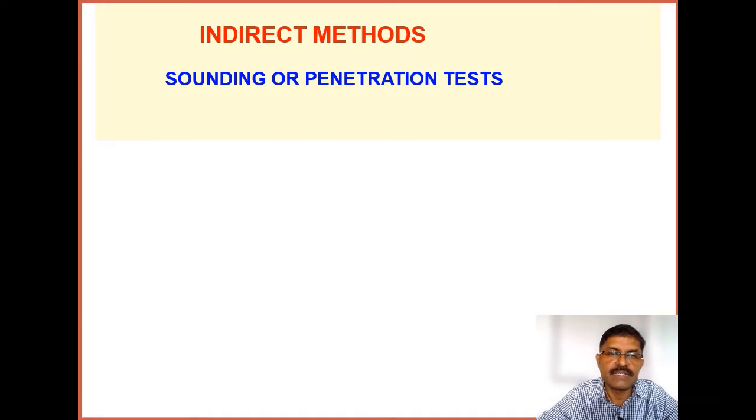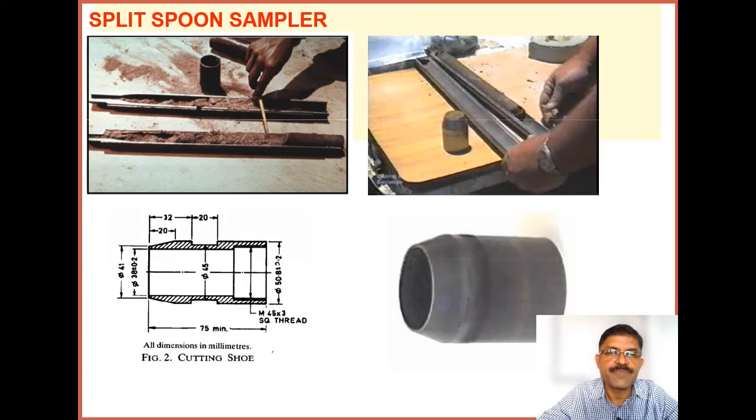So now we will see some indirect methods, sounding or penetration test. These are some of the equipments associated with the sampling. This is called the split spoon sampler. These are different photographs showing the same. This can be halved, and soil can be collected. You can see there is a cutting shoe which is placed at the tip of this tube, and it is driven into the soil. While doing the standard penetration test, this type of special equipment is used.